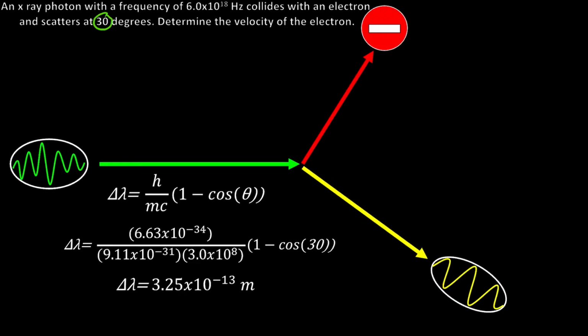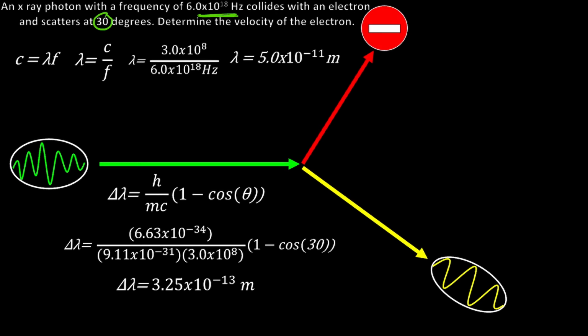Now I'm going to emphasize once again, that is not the new wavelength, that is the change in wavelength, so we need to apply that to our initial wavelength. Now it didn't tell us the initial wavelength, but we do have the frequency, so we can determine it from the universal wave equation. Rearrange for wavelength, and I get the answer to be 5.0 times 10 to the negative 11 meters for our initial wavelength. So now I have my initial and the change.